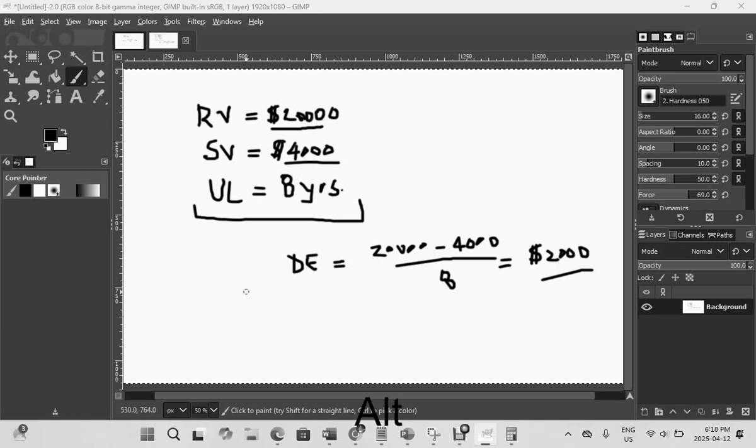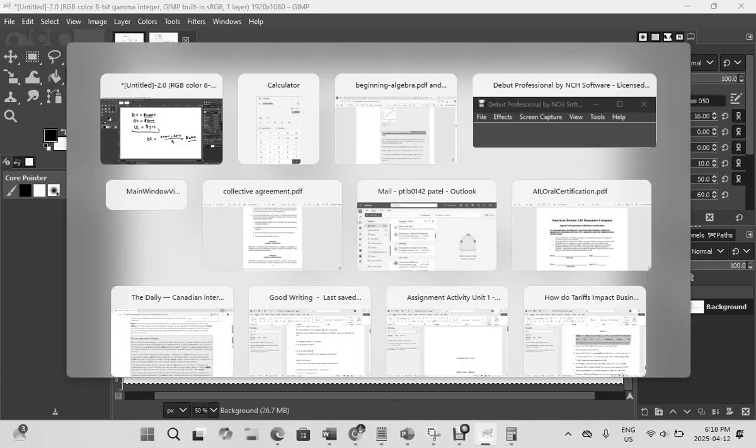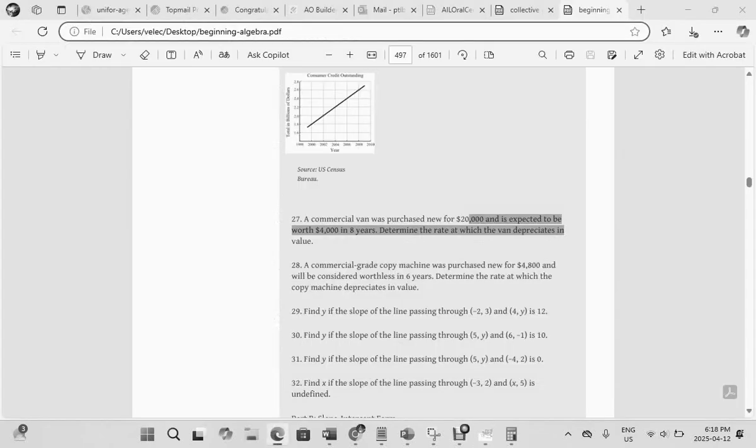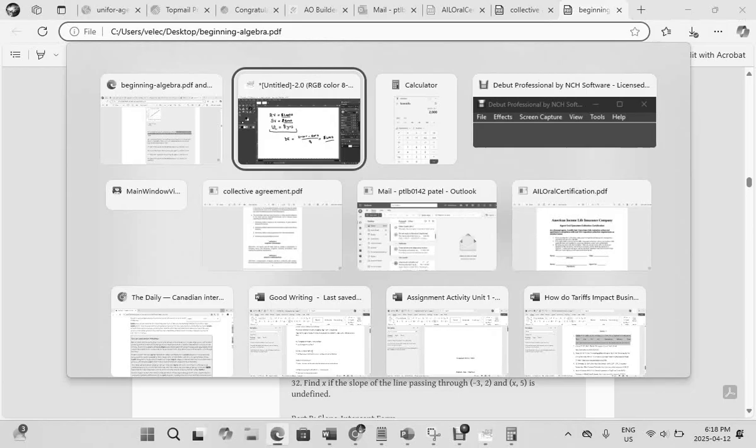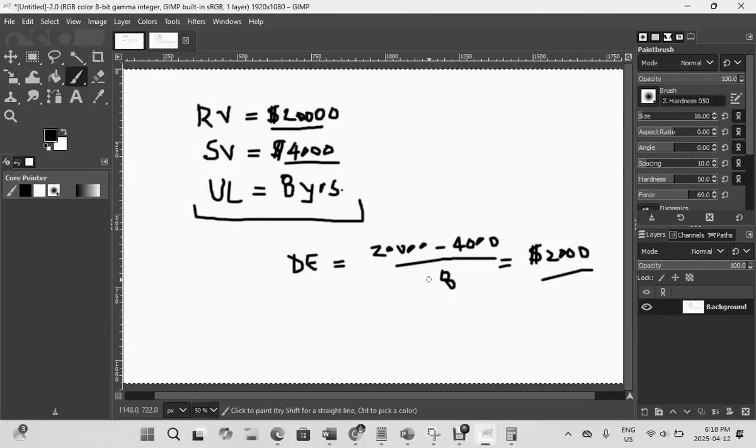All right, so apart from that, further down: a commercial grade copy machine was purchased for $4,800 and will be considered worthless in 6 years. Figure out the rate at which the copy machine depreciates in value. So you have $4,800 for the retail price of the copy machine.